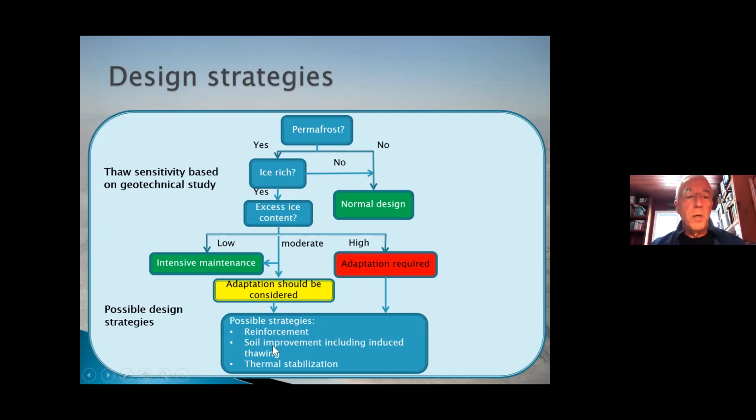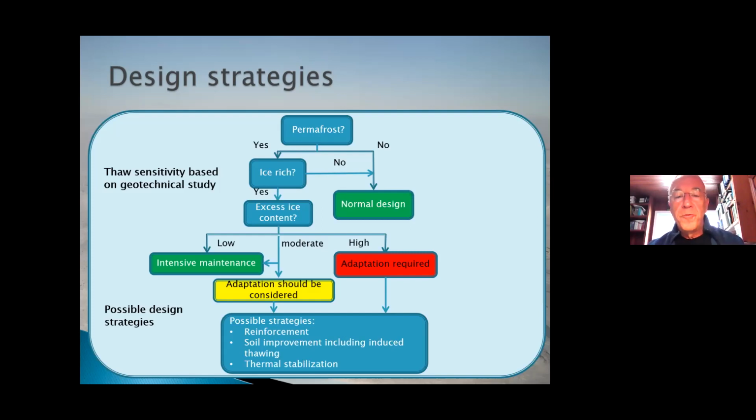Adaptation, there's three strategies for adaptation. You can either reinforce your structure or your embankment to allow it to cope with the movements. So it's possible. There's some design for buildings that have been proposed so the system can actually accommodate movement of the foundation of the building. For some embankments, you can allow some movement to some level and reinforce the embankment so it doesn't crack or spread or collapse if there's a localized settlement. So that strategy is called reinforcement.